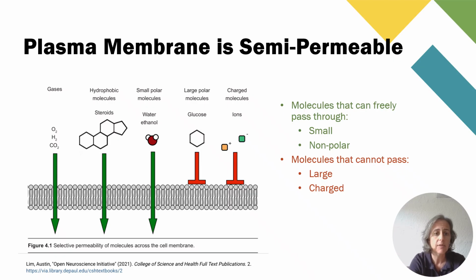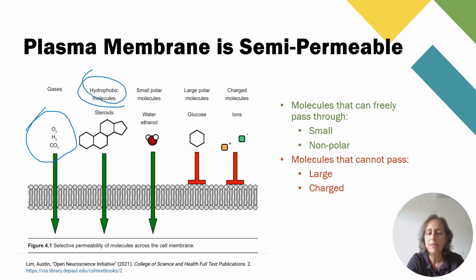Like you can see here, we've got gases like oxygen and carbon dioxide. They can freely move in and out according to their concentration gradients, of course. And then also hydrophobic, right? So lipid-soluble molecules like steroids. Now, steroids are a chemical class of molecules. Cholesterol is a steroid, estrogen is a steroid, testosterone is a steroid, cortisone is a steroid. So it's not just the anabolic steroids that you think of when we say steroids.